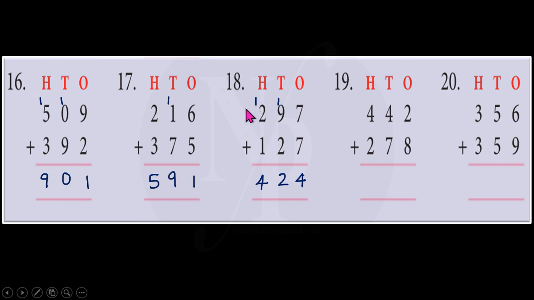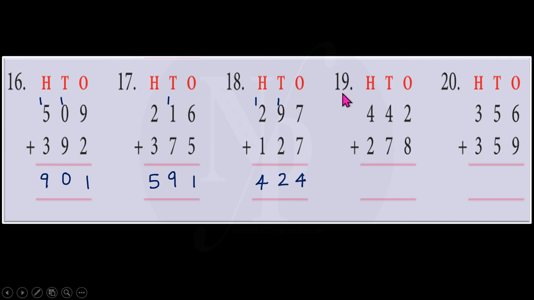You may add this with this digit and then with this, or you may add these two digits first and later with this. Only once, remember that. So if I add like this, 1 plus 2 is 3, 3 plus 1 is 4, you get 4. So the sum now we obtained is 424. That is 424 is the sum of 297 and 127.